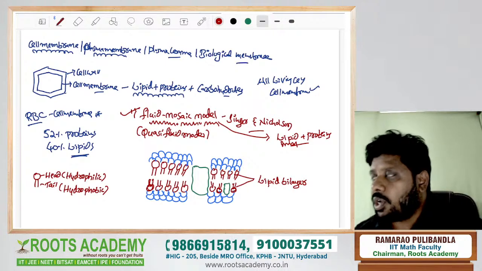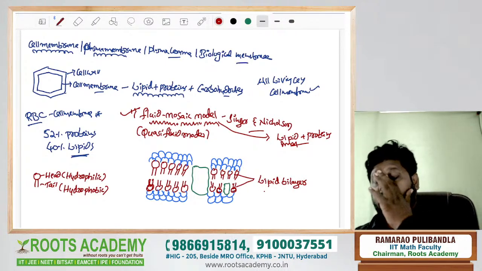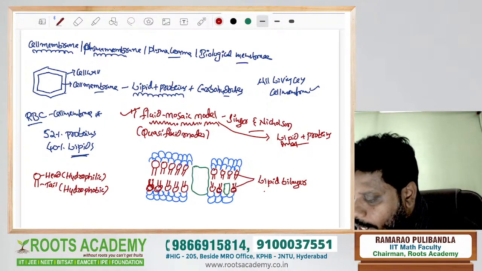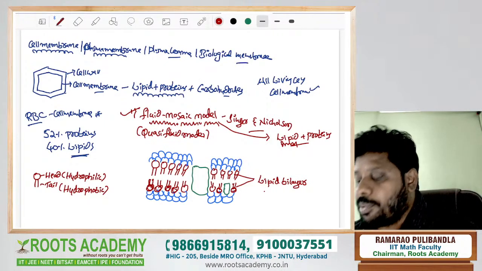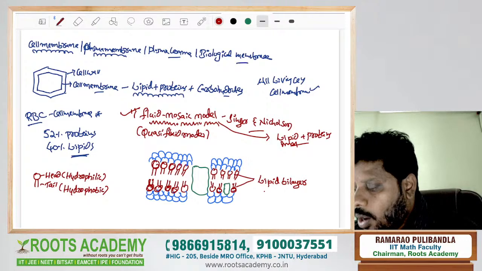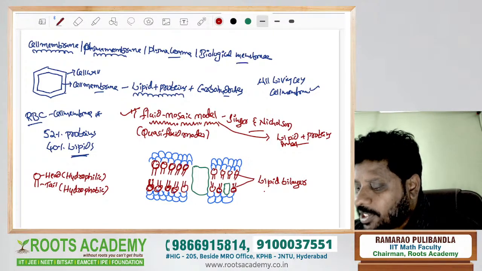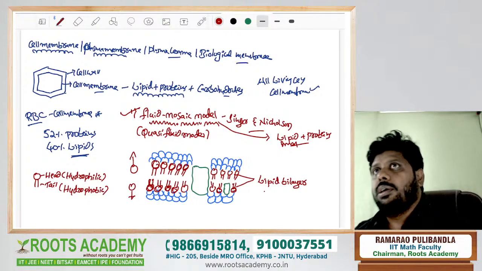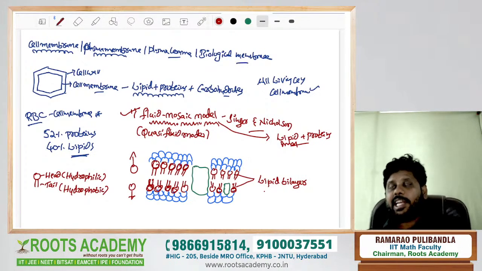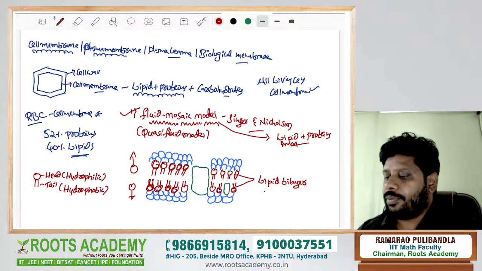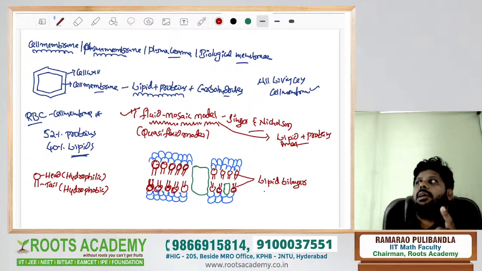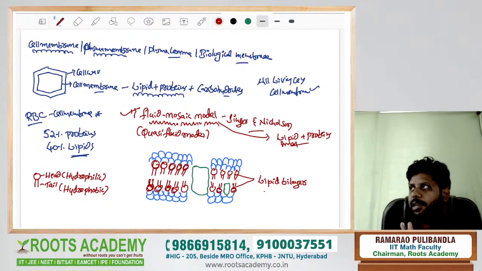Thus lipids are arranged in how many layers? Two layers. The two layers are collectively called the lipid bilayer. See, these heads are present towards up, means towards outside. Always the heads are present outside. This is the head outside, this is the head outside. So generally hydrophilic heads are present outside and hydrophobic tails are present inside.